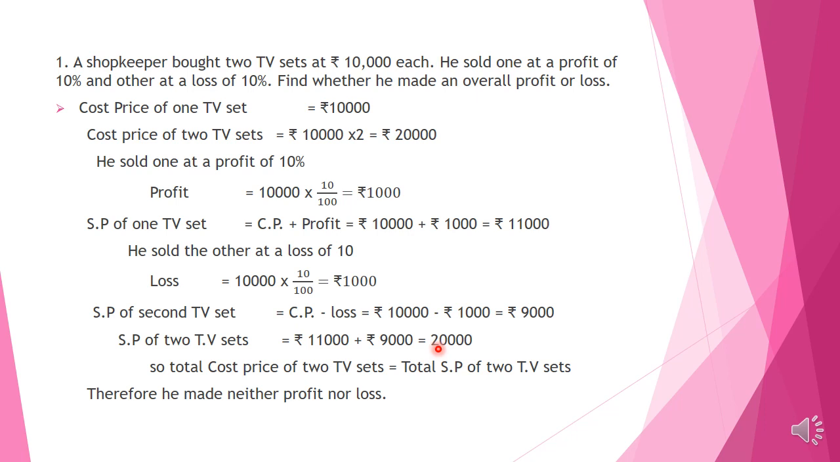What is greater, SP or CP? Here in this case, we have no difference. SP is equal to CP. Therefore, the total cost price of 2 TV sets equals the total SP of 2 TV sets. So the shopkeeper has made neither profit nor loss. Okay, children.